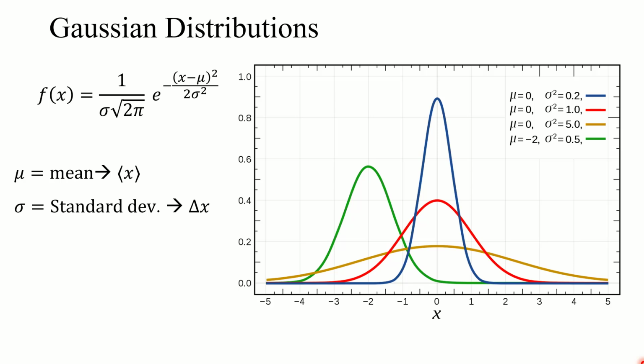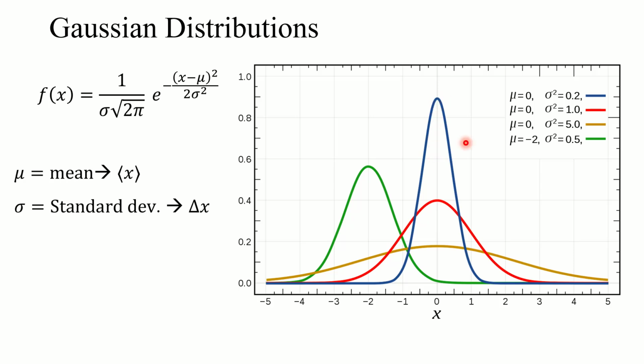So just a quick refresher on Gaussian distributions. A Gaussian distribution has the form of this, right? Where we have 1 over sigma root 2 pi e to this, and the mu is what we call the mean. That classifies with the mean. It's where the distribution is centered at.